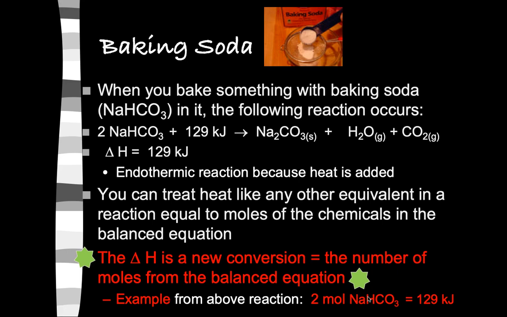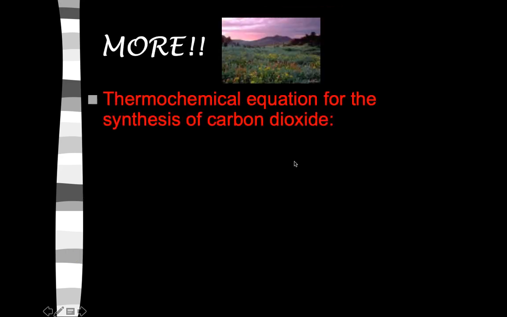Now, another practical application, instead of just converting from grams of this chemical to how many grams of water was produced, you could say, if I need to decompose this, like 10 grams of this that I put in my cake batter, how much heat do I need? So that's the idea why this might start to be useful. All right, let's see what this looks like. So a thermochemical equation for the synthesis, so I'm making carbon dioxide. Let's do this example together.